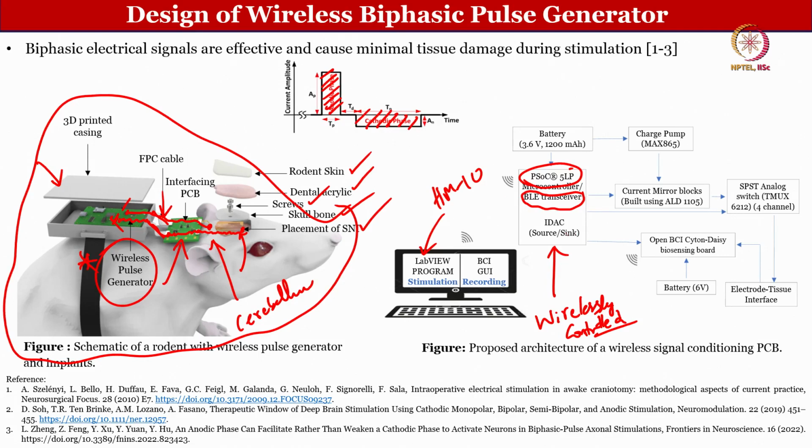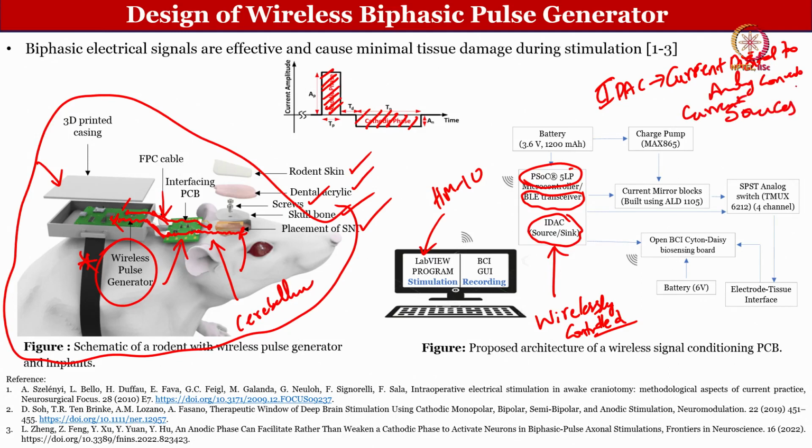Then this PSOC microcontroller has something called IDAC pins, current digital to analog converter. These are IDAC, current digital to analog converter. These will act as current sources or current sinks, right. So, why am I talking about current sources and current sinks?